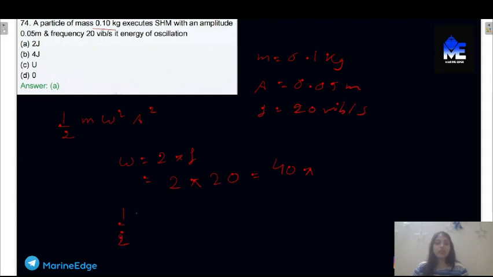1 by 2, mass is 0.1, omega 40 into 40 into pi square multiplied by a square, that is 0.05 into 0.05. Correct? Evaluate this. How much value will we get? We can take this as 9, 10, right? Pi square is almost equal to g. So we can take this as 10. So if you evaluate this, you will get the value equal to 2 joules. Alright? Now, moving on.